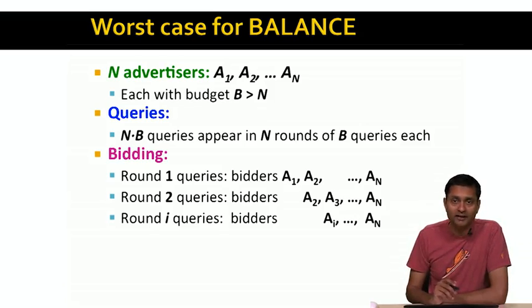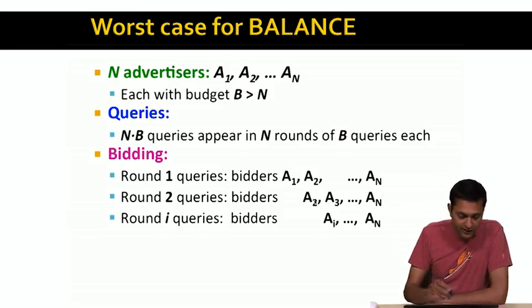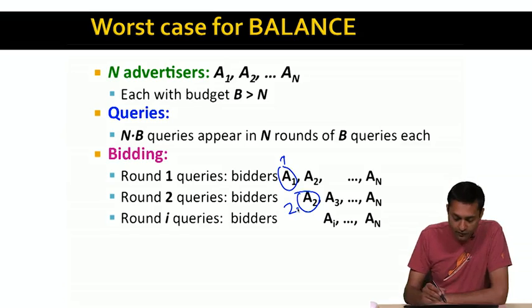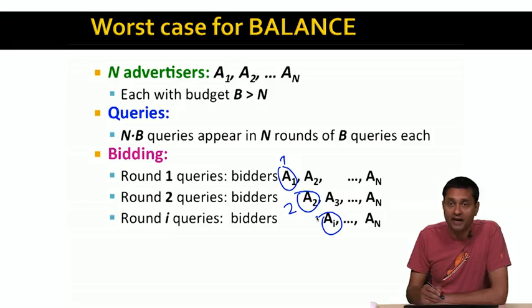So the optimal algorithm in this case is to assign the round I queries to the ith advertiser. That is, assign all the round 1 queries to A1, assign all the round 2 queries to A2, and so on. Since A1 has budget B, all the B round 1 queries are assigned to A1. A2 has budget B. All the round 2 queries are assigned to advertiser A2. AI has budget B. All the round I queries are assigned to advertiser AI, and so on.